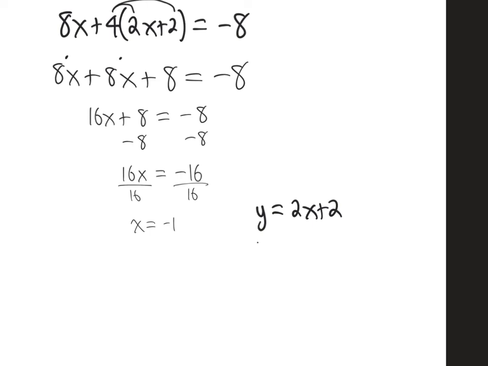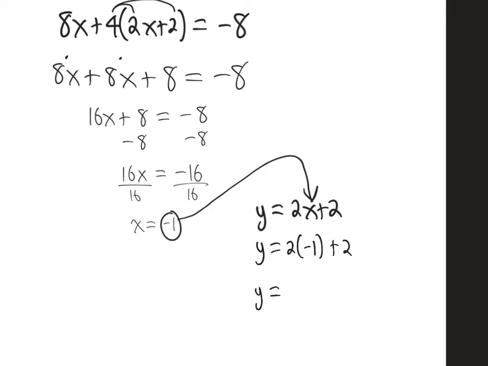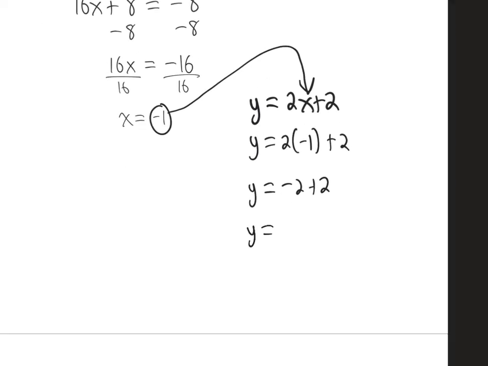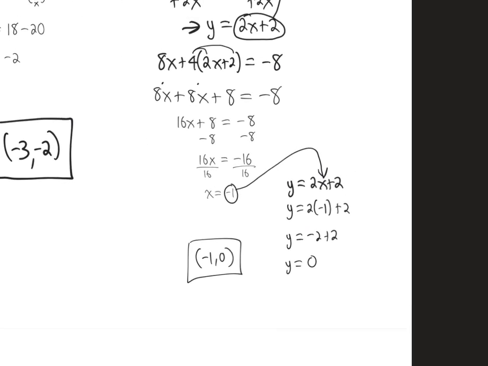All right, so let's plug in negative 1 now. We're going to take this negative 1, we're going to plug it in for x. So y equals 2 times negative 1 plus 2. 2 times negative 1 is negative 2. And negative 2 plus 2 equals 0. So y equals 0. So our final answer is not just x equals negative 1, y equals 0. Our final answer is negative 1, 0. It's a coordinate. These are coordinates where the lines cross. Okay, it's not just x equals, y equals. The negative 1, 0 is going to be your solution.